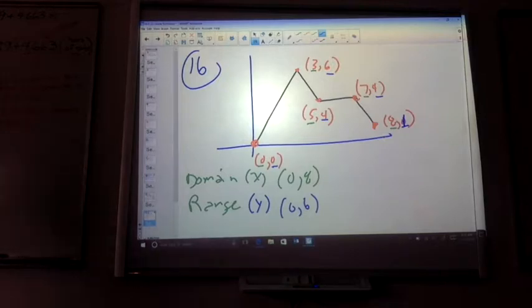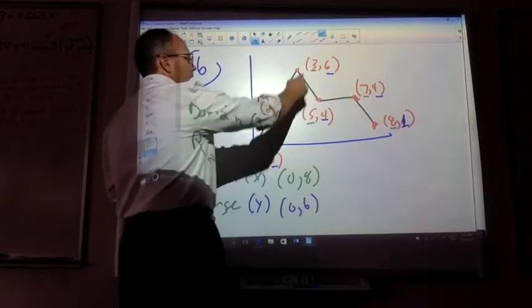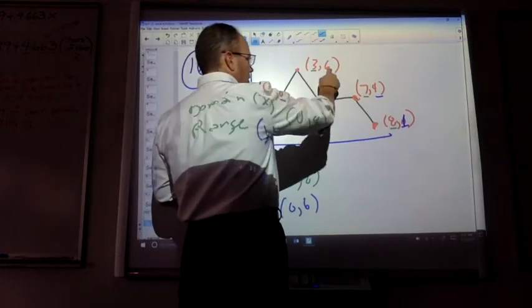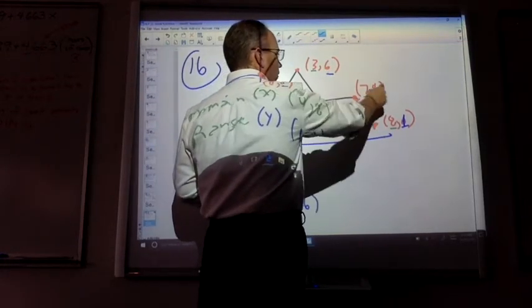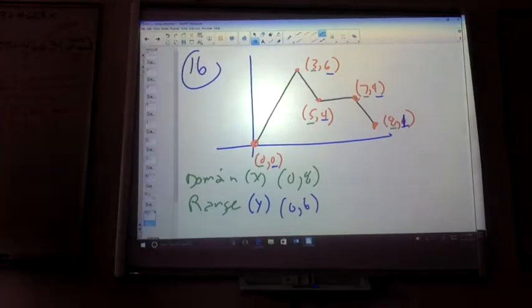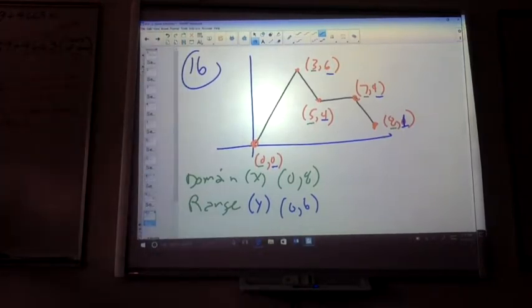Okay, so again, the range talks about the y value. So you have to look at the y component and say, okay, the smallest y value is this, the largest is this. Yes, there is a y value at 4, 4, and 1, but they don't happen to be the biggest or the smallest. They're just other point values. Okay? Where is this graph decreasing?